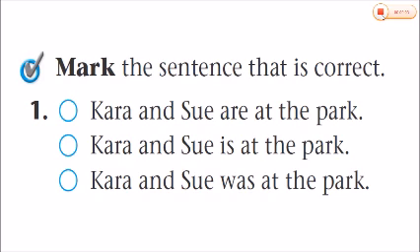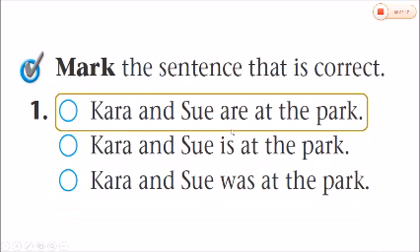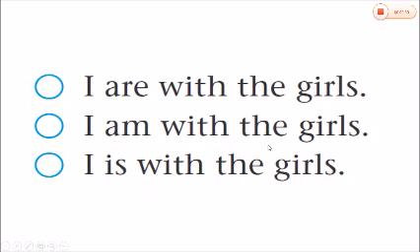Which sentence is correct, Farida? Kara and Sue are at the park, or Kara and Sue is at the park, or Kara and Sue was at the park? Are. The first one. Excellent. Why? Because the subject is more than one. Yes, the subject is more than one. Kara and Sue are at the park. Can we say Kara and Sue is at the park? No, because is is for only one and was is for only one. So it's Kara and Sue are at the park.